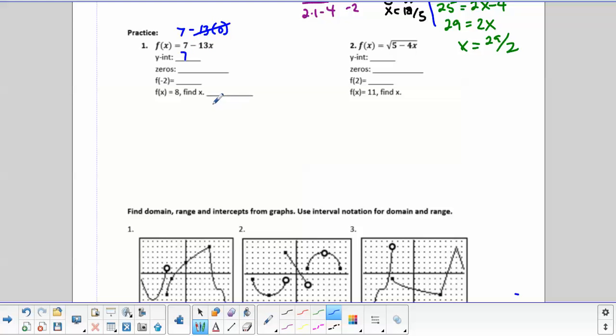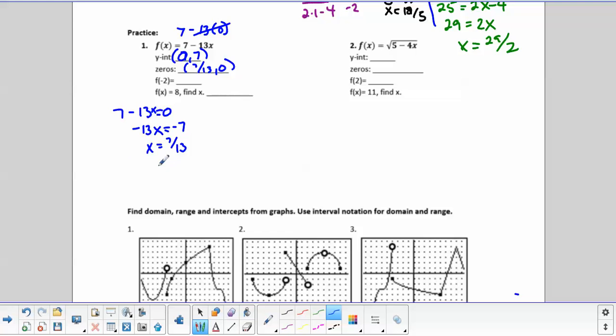The zeros of the equation, you want to set your answer equal to 0, so you have 7 minus 13x equals 0. Subtract 7 from both sides, negative 13x equals negative 7, and divide by negative 13, so x is equal to 7 over 13. So let's see, your y-intercept had an x value of 0, so that one is 0, 7. And your zero has an answer of 0, so that would be 7/13, 0.